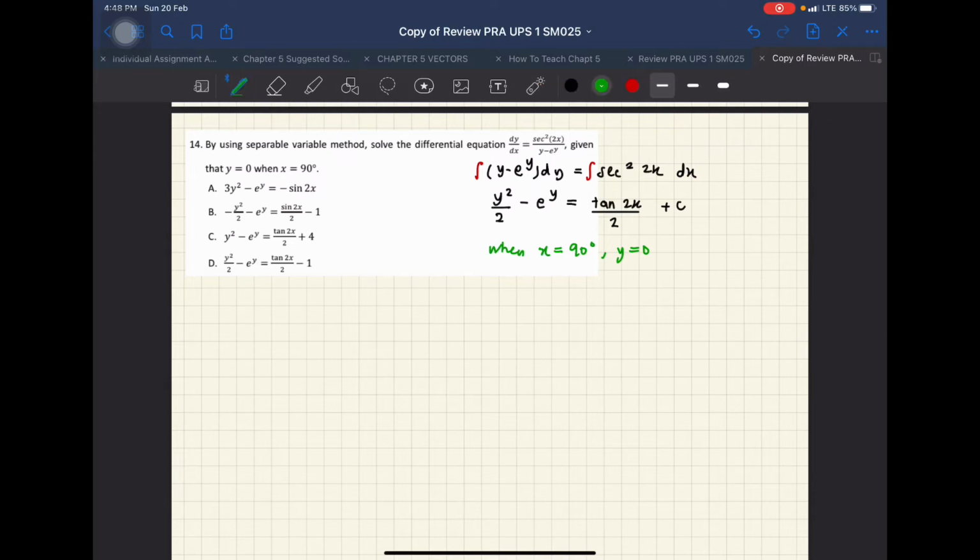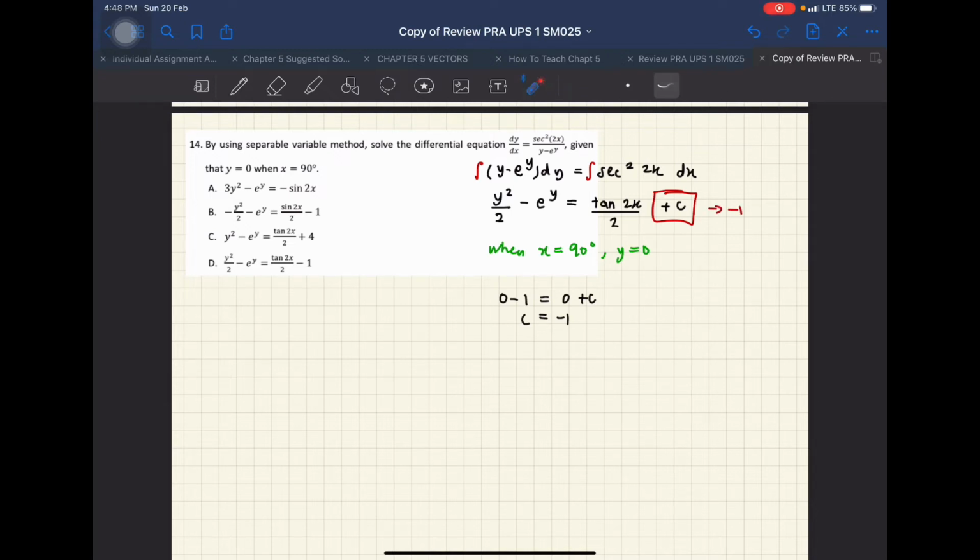Bila kita substitute kan dalam jawapan kita, dalam soalan kita, this one you substitute 0, you will get 0. This one substitute 0, you will get 1, sebab e to the power of 0, you will get 1. You have 0 minus 1. And then equal to this one. If you press your calculator, you are going to get 0 as well. Tan 180 will give you 0. So 0 over 2 is 0 plus c. C is equal to negative 1.